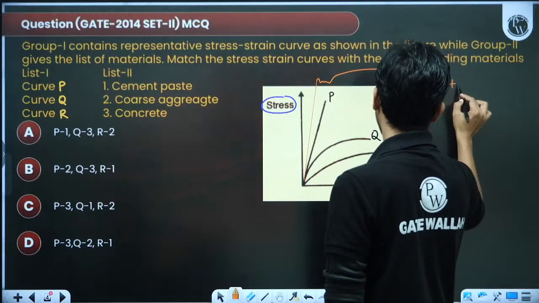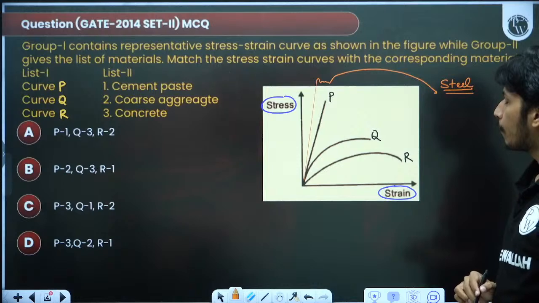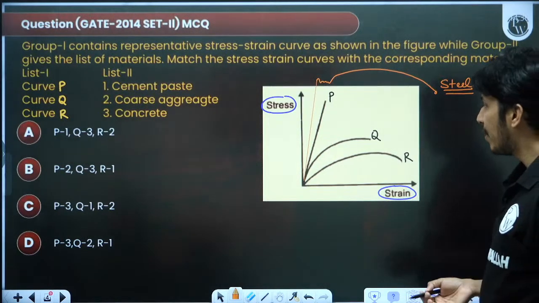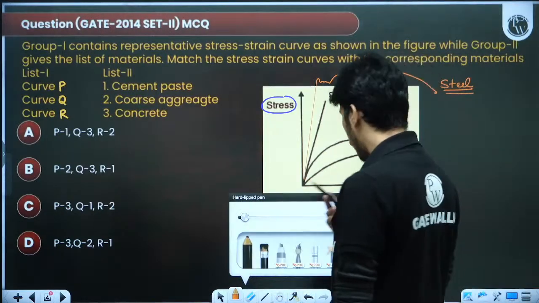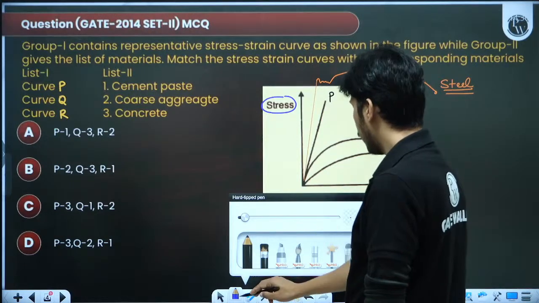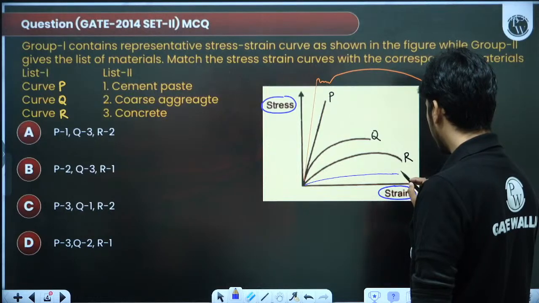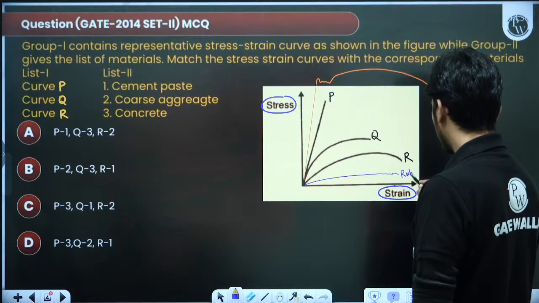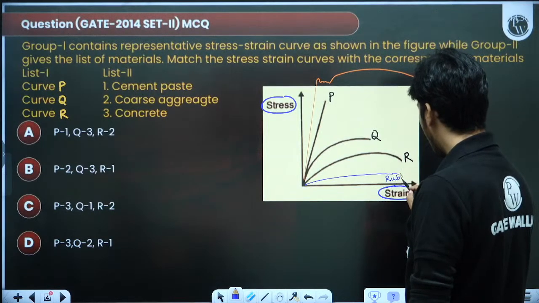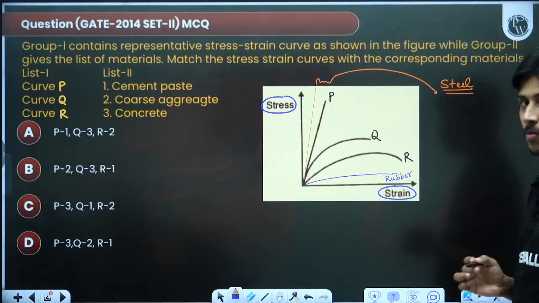This will be for steel. Okay. If it asks the stress strain curve of timber or rubber, like rubber they are asking, this will be the curve for the rubber. So it can ask the stress strain curve of any material. It can ask the stress strain curve of copper also. It can ask the stress strain curve of aluminium also.